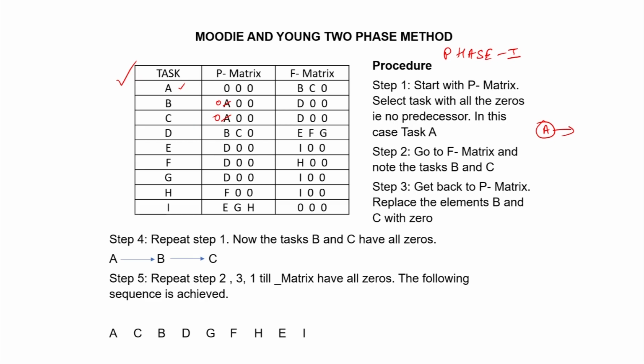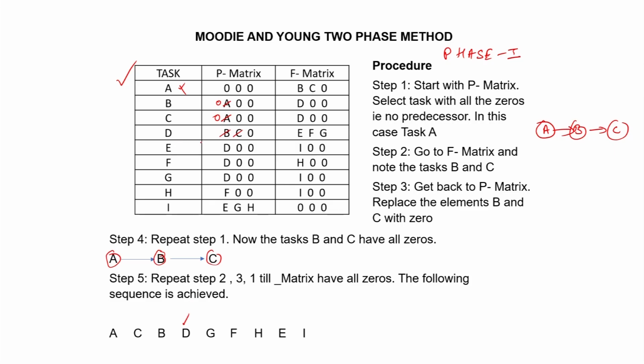Now, how many elements are we having which do not have a predecessor now? A is already assigned. So, now we are having B and C which do not have any predecessor. So, I will put B and then I will put C also. Okay. So, B and C have all zeros, and B and C have been placed in this. Now, we are repeating steps 2, 3 and 1. Go to the F matrix, find out the tasks which are following B and C, that is D. So, come to the D row and eliminate this. Okay. So, that will give us D here.